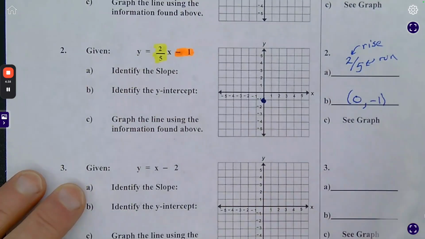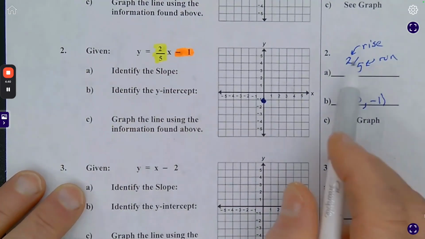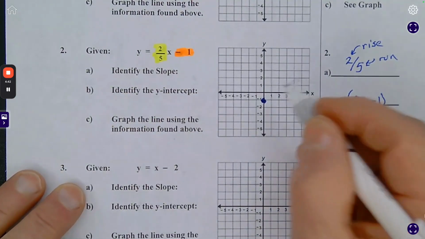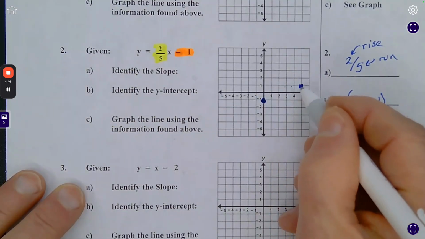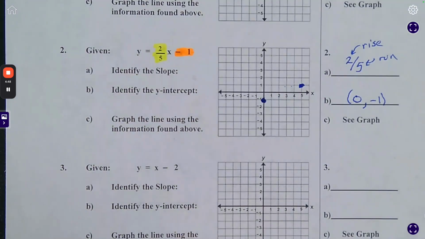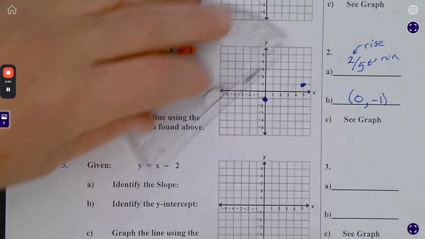So that's right there. Okay, now I'm going to apply my slope. Notice how it's positive, so that means my rise is up 2 and my run is over 5. That is enough information to draw the line.